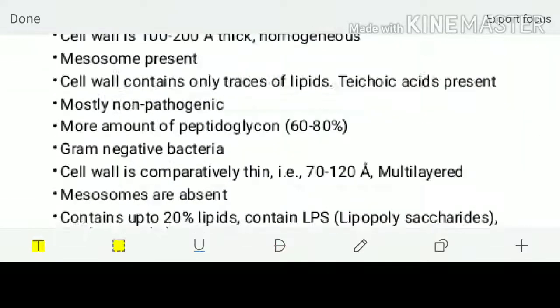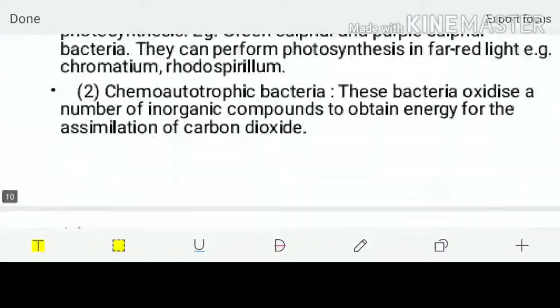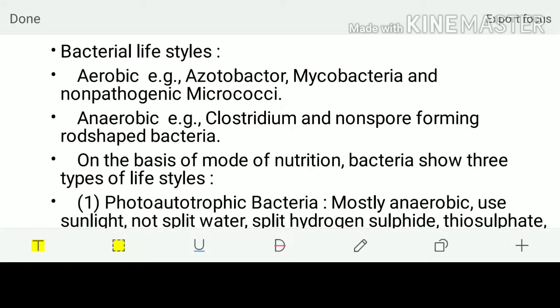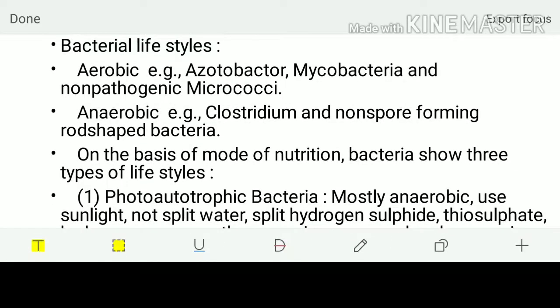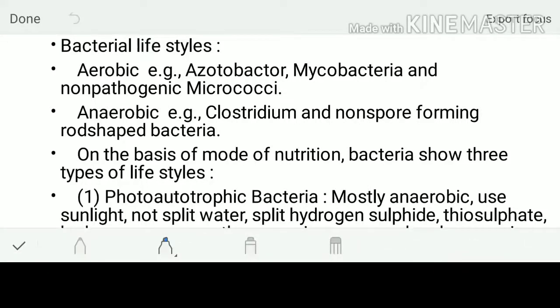So let's start with today's topic. Our last topic was reproduction in bacteria, and now we are dealing with the types of bacteria. Here we will basically have two types of bacteria: aerobic and anaerobic bacteria.